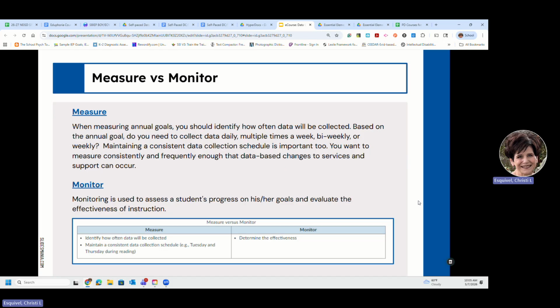You want to measure consistently and frequently enough that data-based changes to services and support can occur. Data collection gives us the information we need to progress monitor. Progress monitoring is used to assess a student's progress on his or her goals and evaluate the effectiveness of instruction. If a student's not making progress based on the services and supports in the IEP, we must determine a course of action. The more frequently we collect data, the more timely that new course of action can occur. This leads to greater student success.